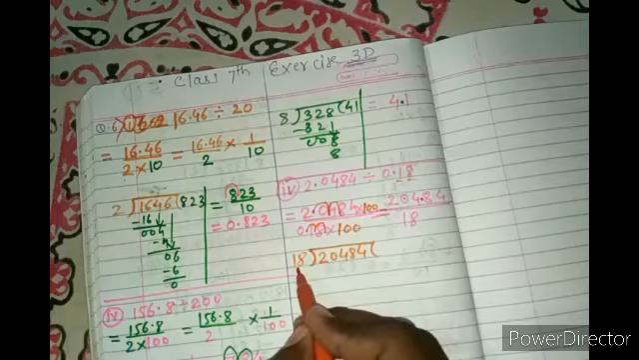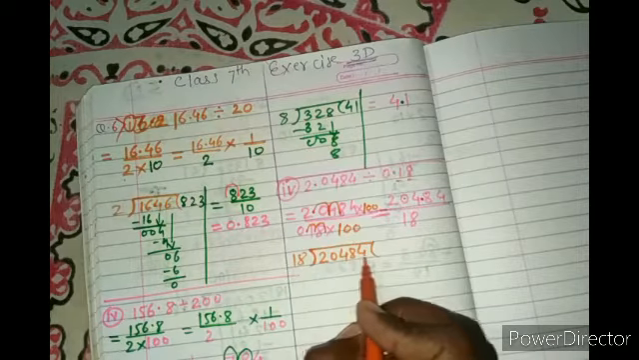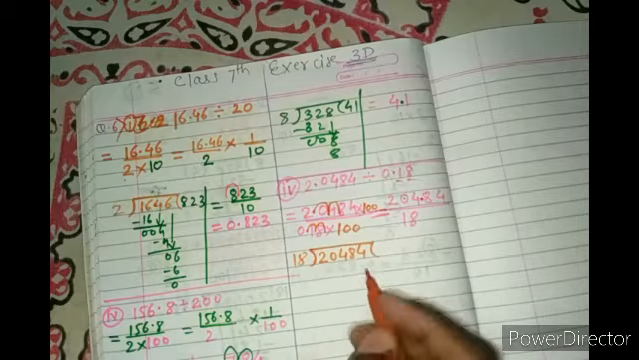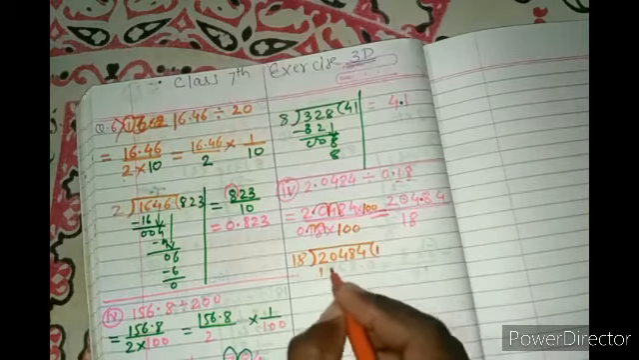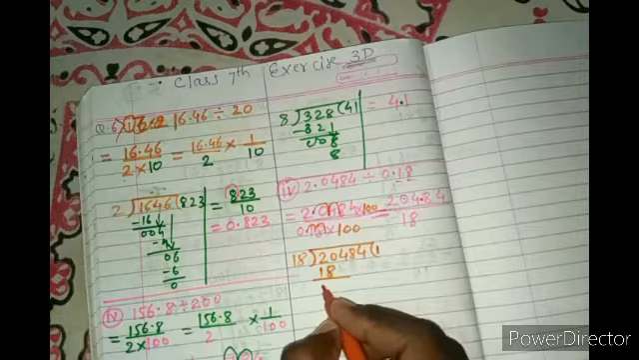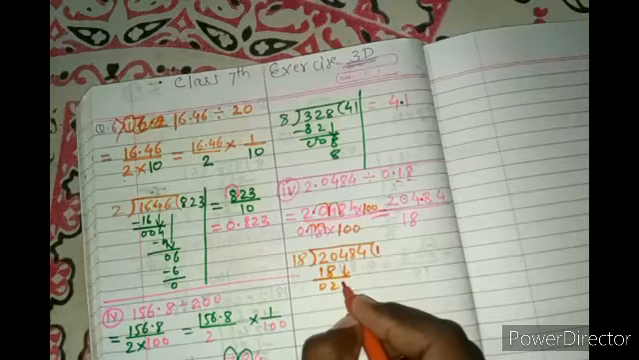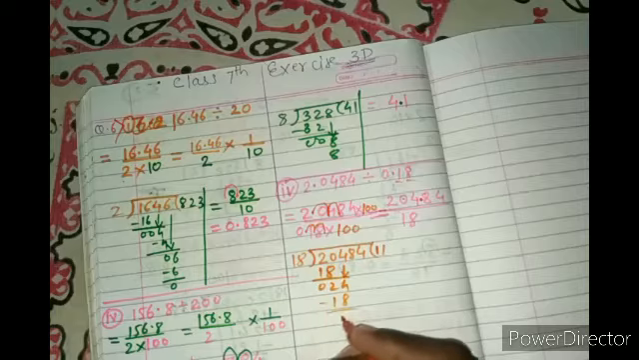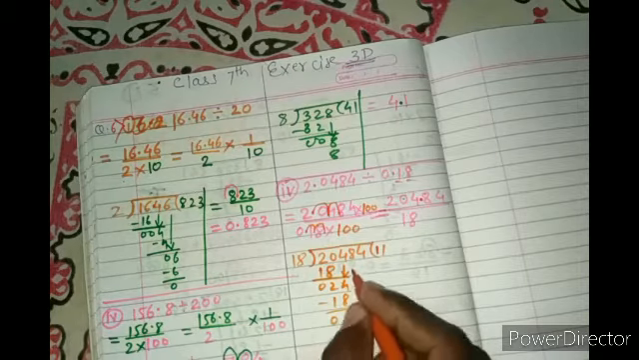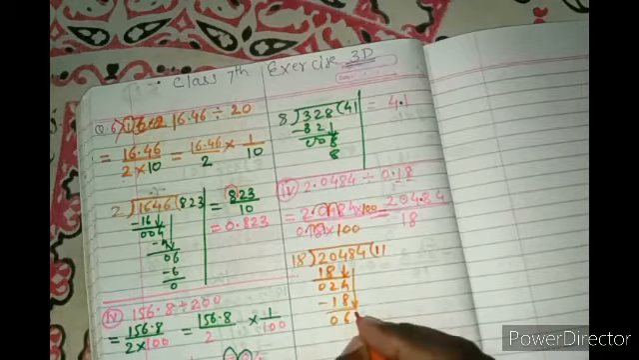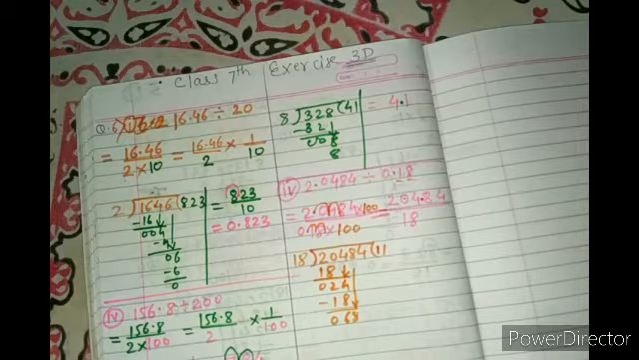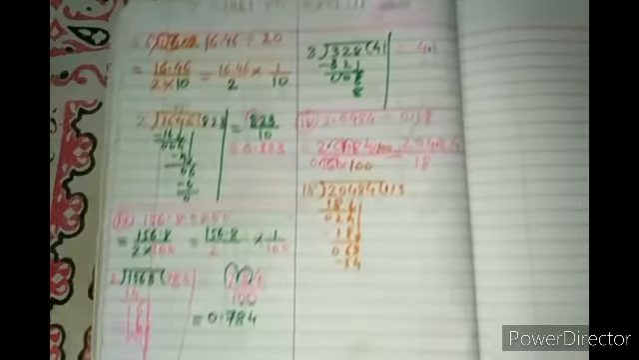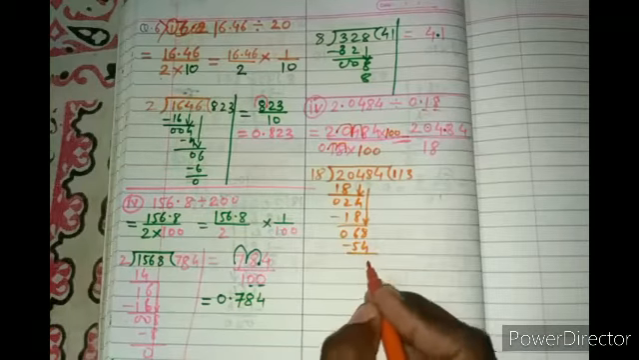Now we will divide 20484 by 18. I have removed the decimal point here. 18 ones are 18, 2 is remaining, 24. Again 18 ones are 18, 6. Then 18 threes are 54, right?